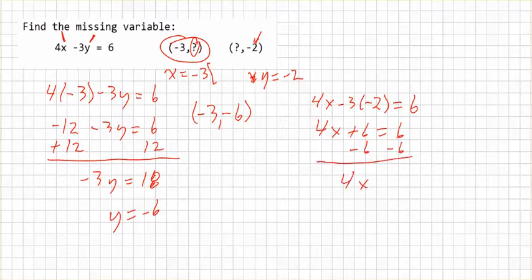So 4x equals 0, or x equals 0. So to complete this data pair, we now know that x equals 0. We can write it as 0 comma minus 2.